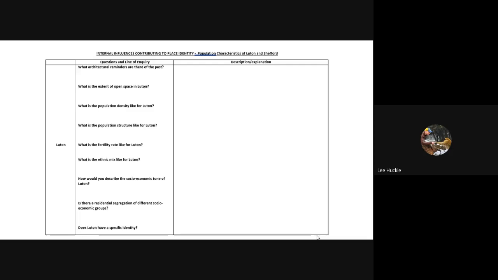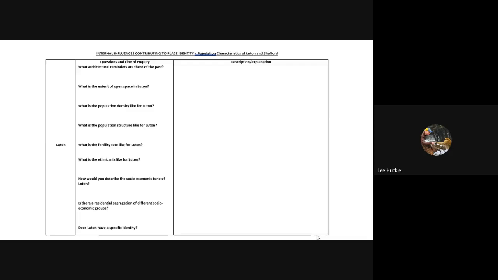What is the population structure? Now, we'd already looked at that: the fertility rate, the ethnic mix. How would you describe the socio-economic tone of Luton? That's a very tricky one. And also Shefford. Is there residential segregation in both Luton and Shefford?